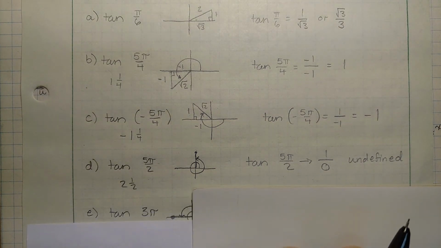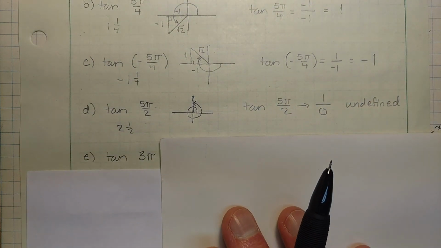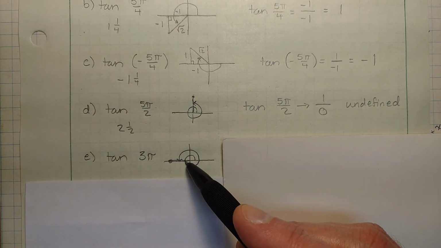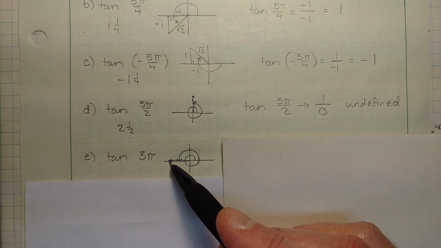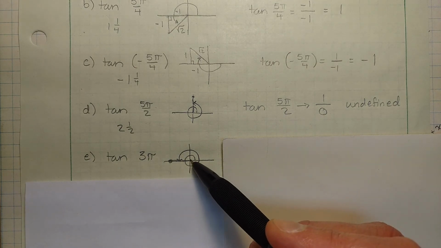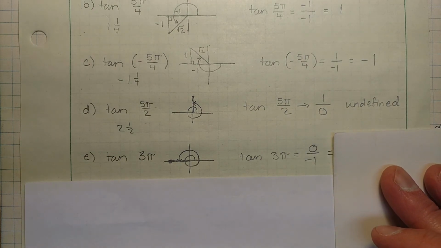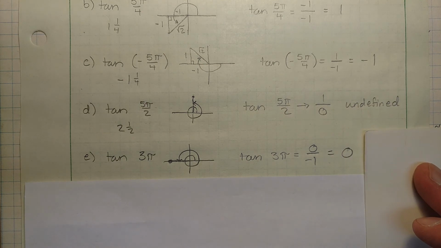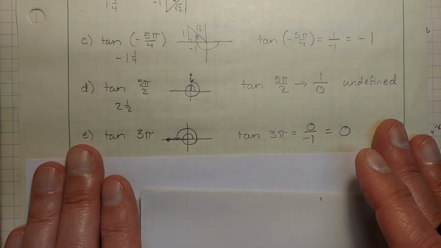All right, let's look at E. E is the tangent of 3 pi. So we go here to go 3 pi. We start here. We go 1 pi, 2 pi, 3 pi. And so we're right out here. So our opposite side, our y distance, is 0. And our x distance, we can just make -1. So that's 0 over -1. That's not undefined. You can take 0 and divide by a number. It is 0. So our tangent there is 0.